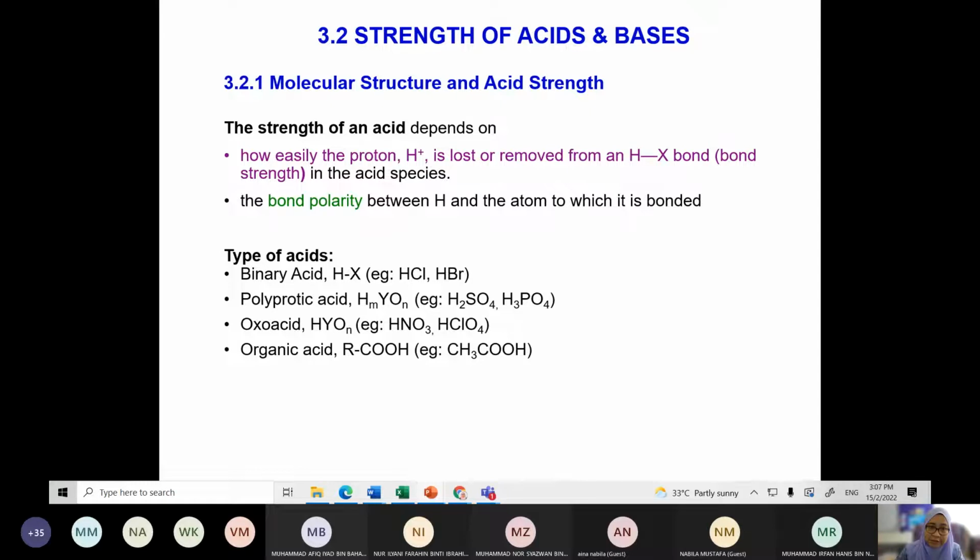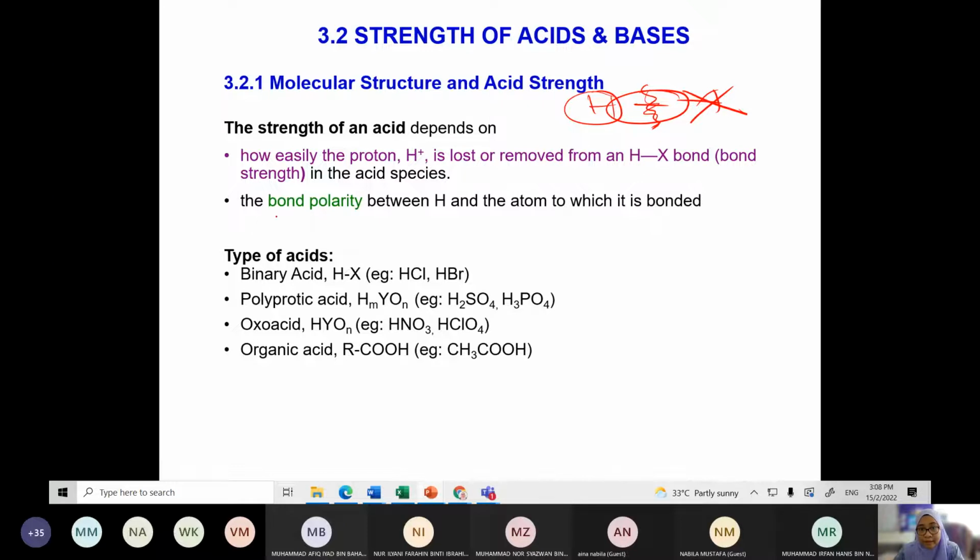It is based on the strength of the HX bond. If this bond is easily broken, it will remove this H plus easily, and that means the stronger the acid is. The easier it is to break this bond, the stronger the acid. Conversely, the harder it is to break this bond, the weaker the acid is.